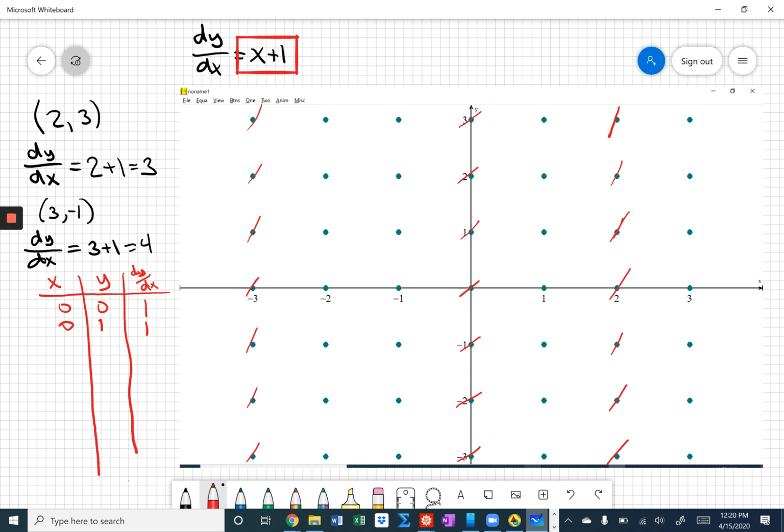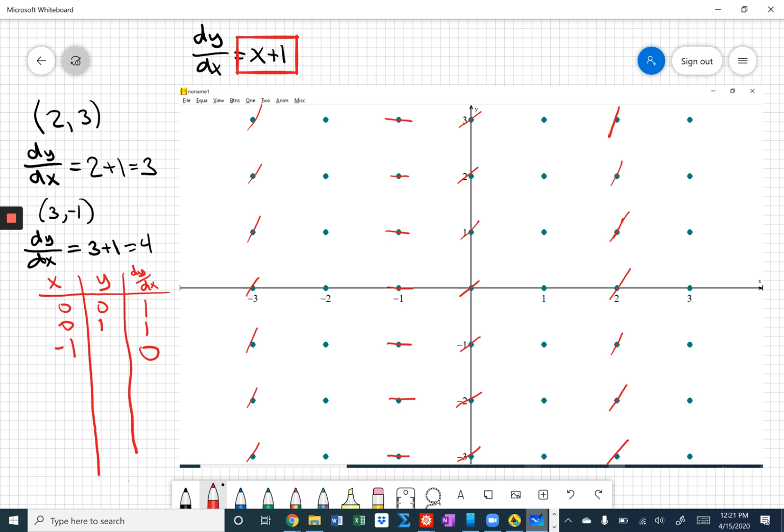And we can keep going. So let's go to a different x coordinate. If I did the x coordinate of negative 1, it doesn't really matter what the y coordinate is, because the y coordinate, again, is not a factor in this. Negative 1 plus 1 is 0. So when the x coordinate is negative 1, we have horizontal line segments that we would draw in for the slope field.